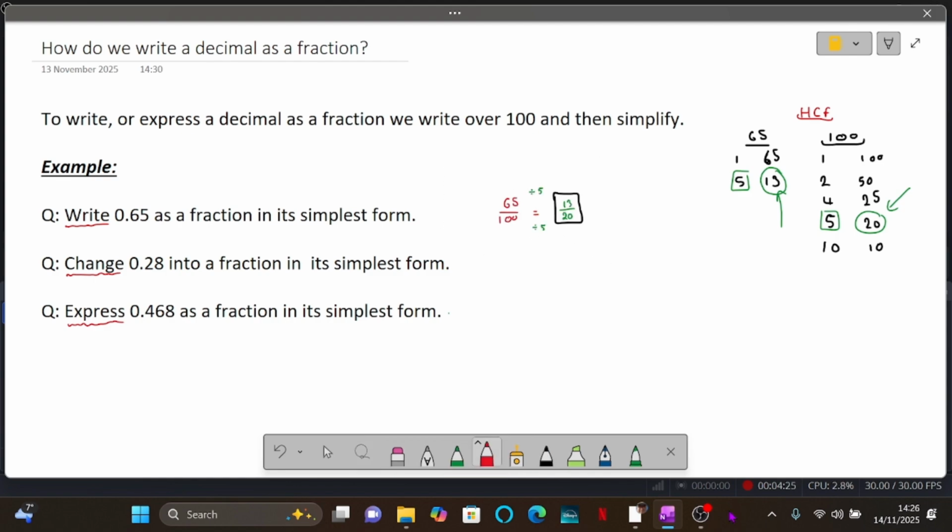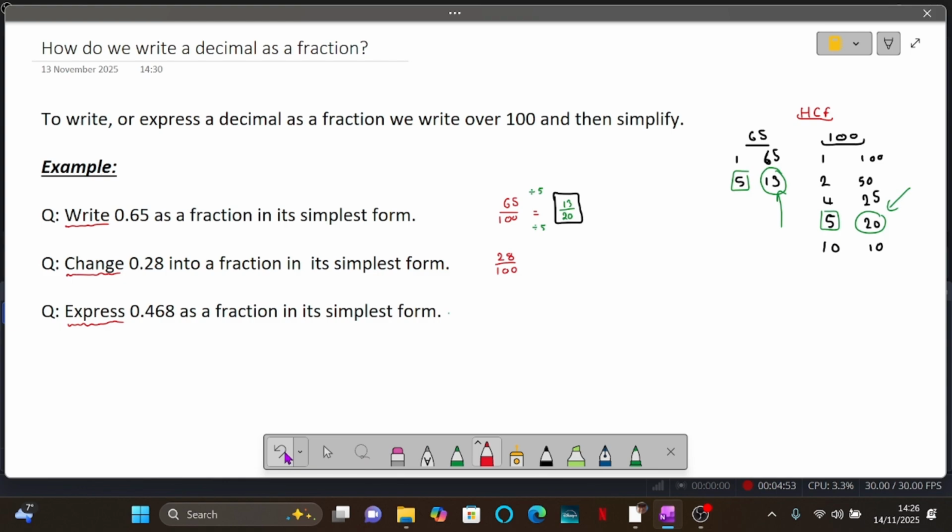Let's take a look at the second example. Change 0.28 into a fraction in its simplest form. I'm going to take the 28 from the 0.28 and write it over 100. Now please do remember this has exactly the same value as this. They are the exact same thing as each other. We've just written it in a different form.